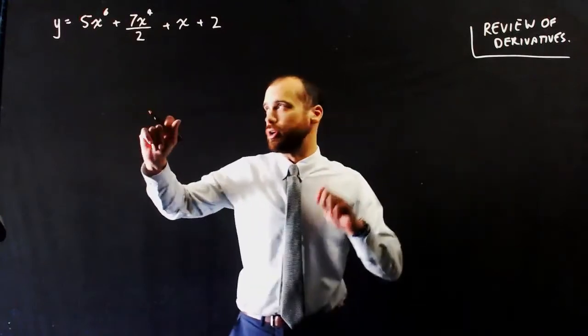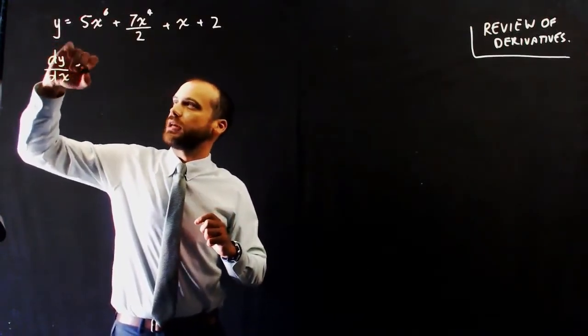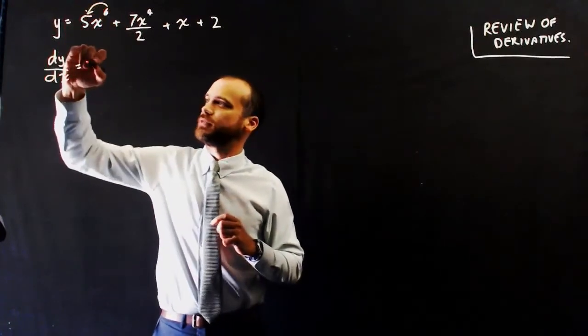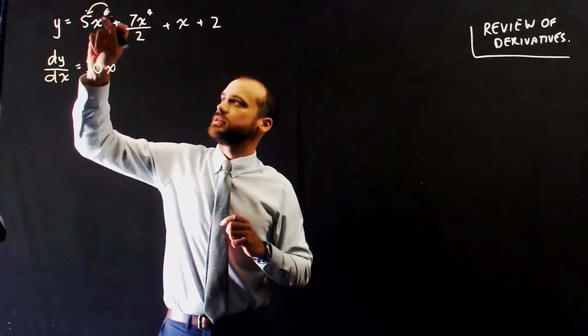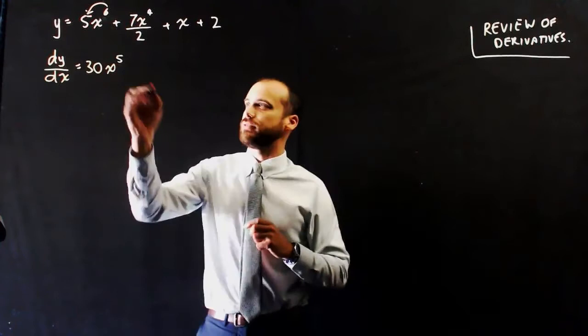Alright, so a basic polynomial here. The derivative of y with respect to x is going to be equal to, take the power multiplied by 5, so 6 times 5 is 30, x, decrease the power by 1, so now that 6 becomes a 5.